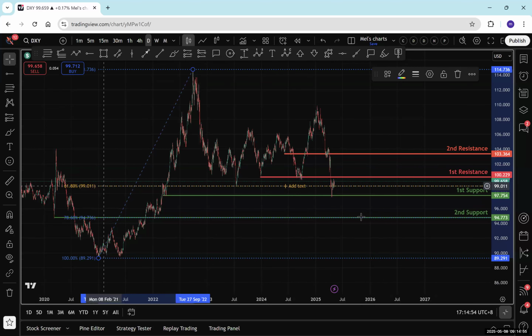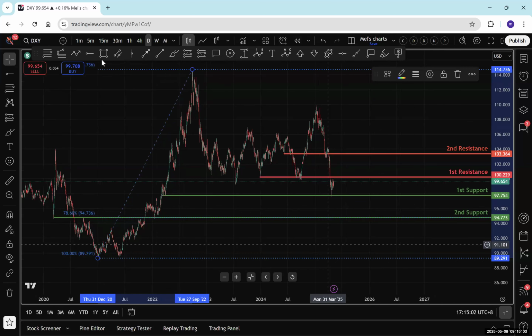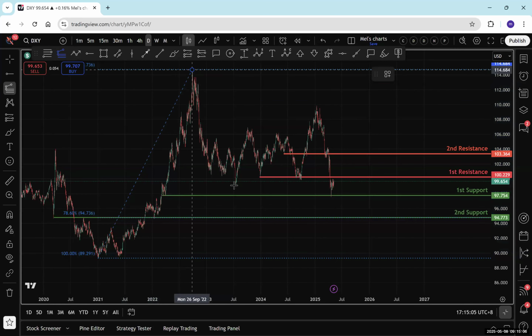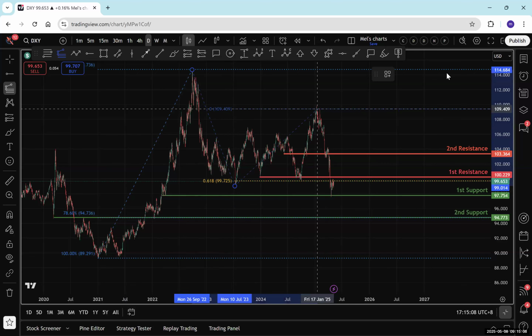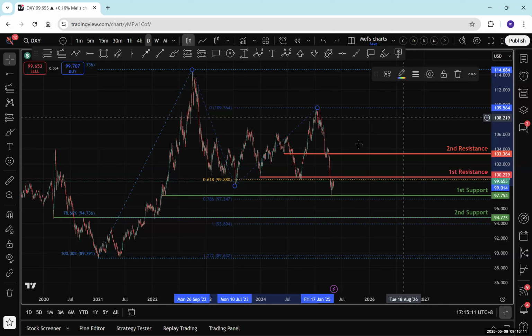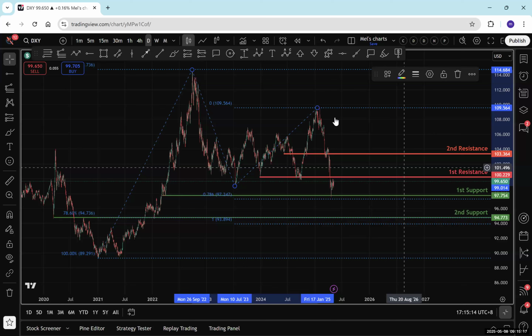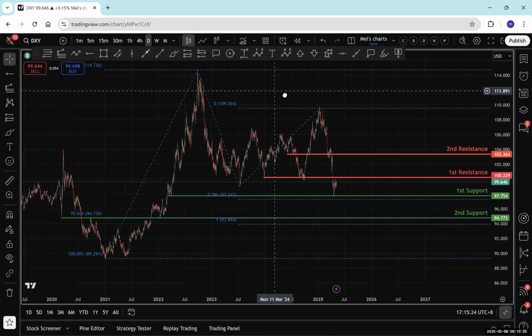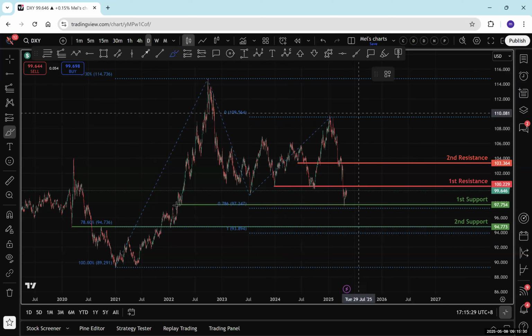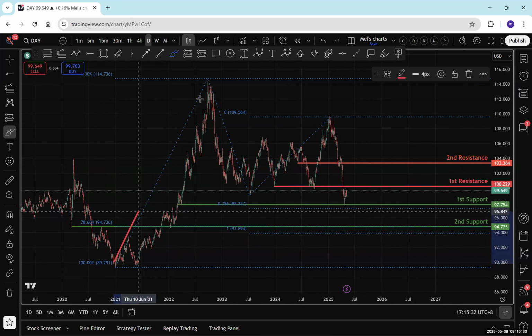Oh, actually, the price has already kind of broken out of that 61, so I'm not going to keep that. Okay, now I'm going in with a projection. Okay, 78 and 100 both line up. You guys can hear me, right? Just to double check. Okay, great.